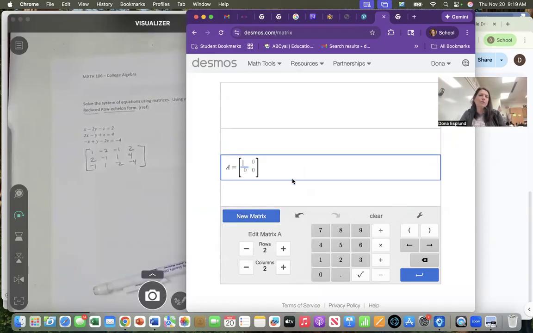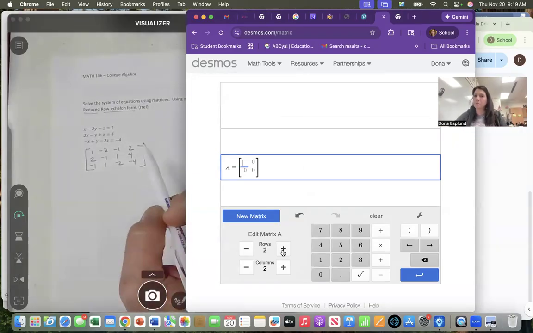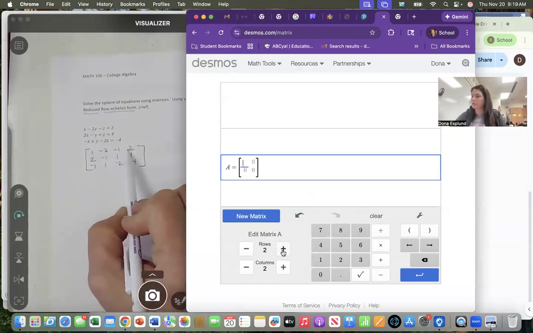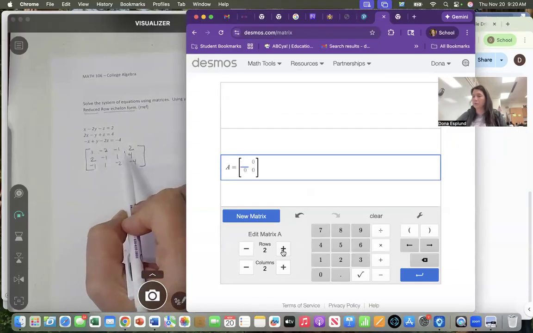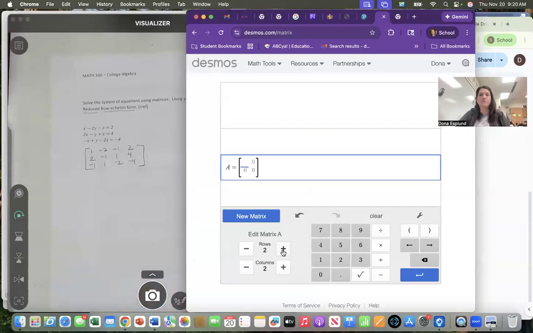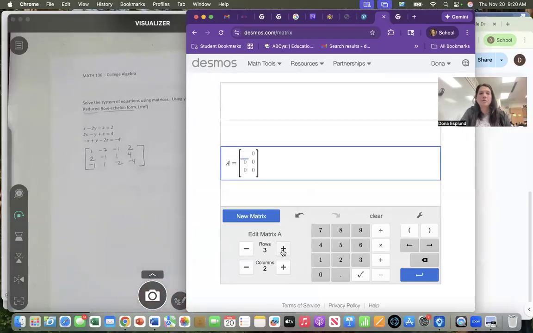So that's what you'll do first. You start off with a 2 by 2 always. But in this case, it's not a 2 by 2. I'm going to move over my rows. So I'm going to end up with 3 rows, but I'm actually going to have 4 columns. So 3 rows and 4 columns gives me a 3 by 4 matrix.